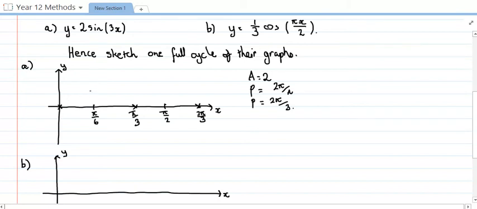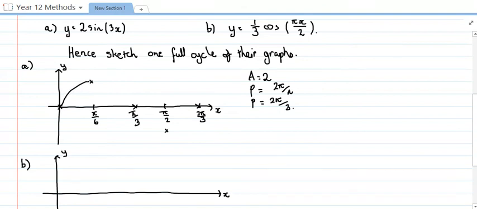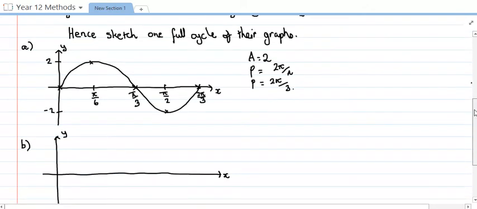So from there, I know that it's going to reach a maximum up here, and it's going to reach a minimum down here. And so I can then sketch the curve, making sure that it passes through all relevant points, like so. And I should also point out this is going up to 2 and down to negative 2.